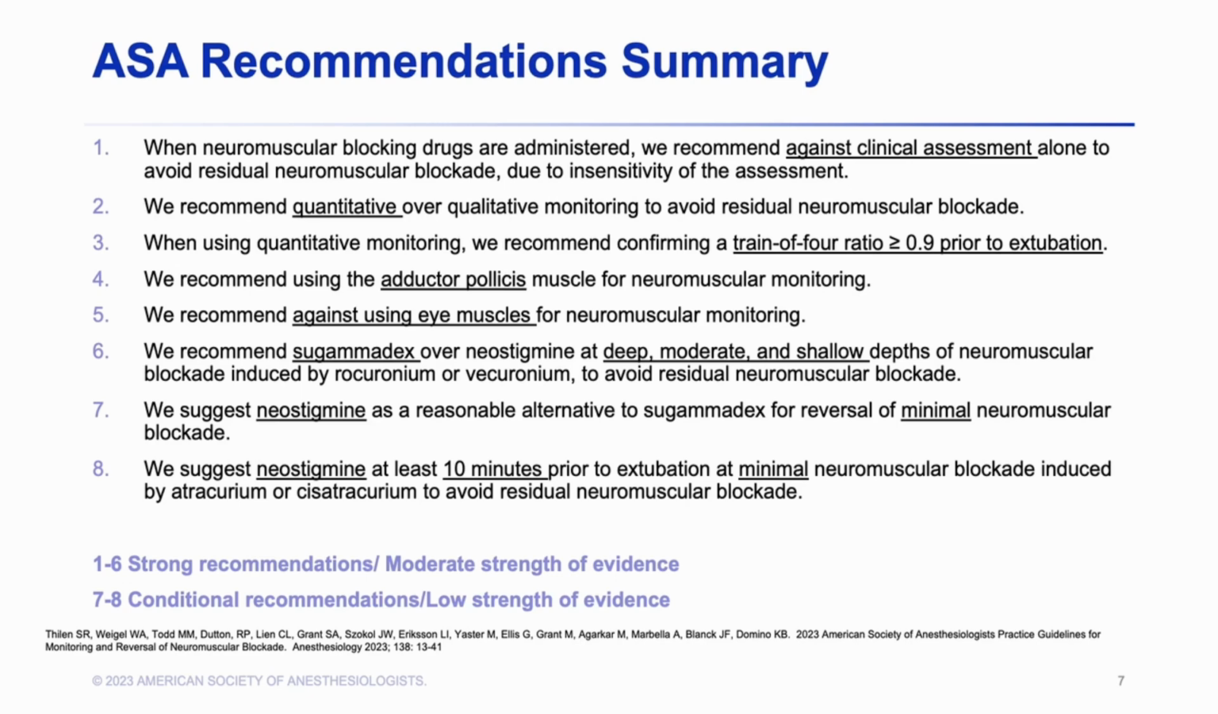And then we get into some suggestions on reversal, saying sugammadex is preferred at deeper levels of block, neostigmine is reasonable at minimal levels of block, and that when you're using benzylisoquinolones, you need to use neostigmine. And you can see down there, the top 6 recommendations are strong recommendations supported by a moderate level of evidence. The second 2, the 7 and 8, are conditional recommendations supported by a low level of evidence or low strength of evidence.